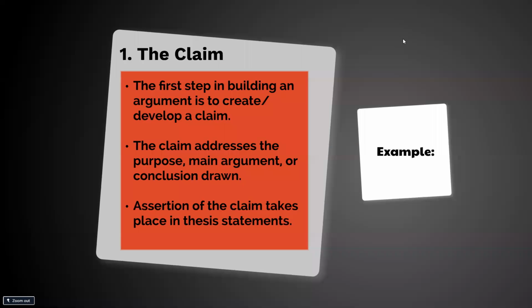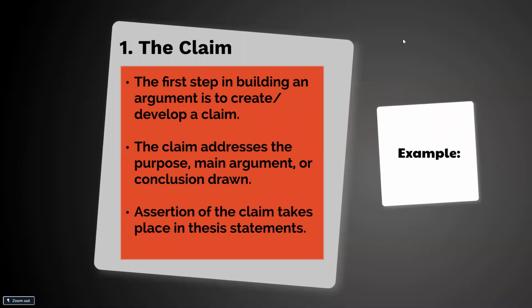Let's begin by going over the first of these building blocks, which is the claim. The claim addresses your main argument, the purpose and intent of your argument, or the conclusion drawn that you're going to build your argument upon. The claim is equivalent to your thesis statement, and so the thing to remember when you're developing your claim or thesis statement is that you want your topic to be debatable, you want it to be entirely factual without bias, and you want to use your best critical thinking skills when developing that.